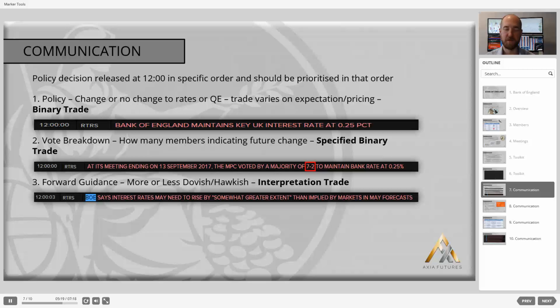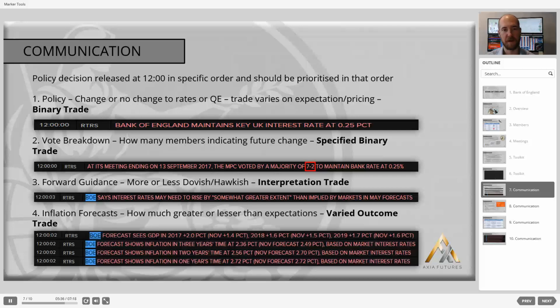If there's a change in that forward guidance, again, that provides a trade. But it is more interpretation. You've got to understand what they're actually trying to get across. Are they trying to get across a more hawkish or more dovish stance? And finally, and this only comes every 4 meetings, so on those quarterlies, you get the inflation forecast. This is a varied outcome trade because whilst you know you're going to get a forecast for 1 year, 2 year, and 3 years out on inflation, on GDP, on unemployment, what you don't know is the severity of that forecast, so how far from the expectation that is. And that's where you get that varied outcome.